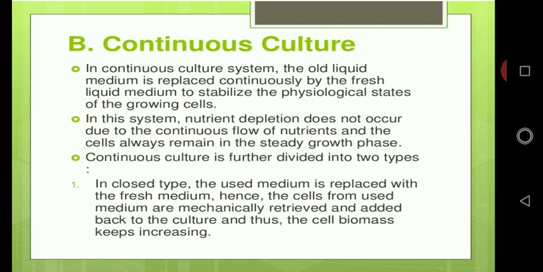This continuous system is further classified into two different types. The first is the closed system. In the closed type of system, the medium is replaced with fresh medium, and the cells from the used medium are mechanically retrieved and added back to the culture. When we add fresh medium, we remove part of the old medium. Suppose we add 50 ml of nutrient medium and have to remove 50 ml from the system. While removing that 50 ml, we filter it so that we retain the cells and add them back to the culture. So we are adding fresh medium but not removing the cells. This is the closed continuous type of culture.